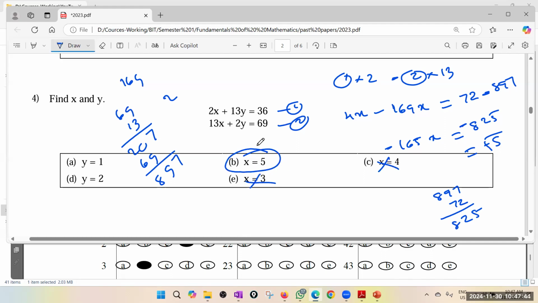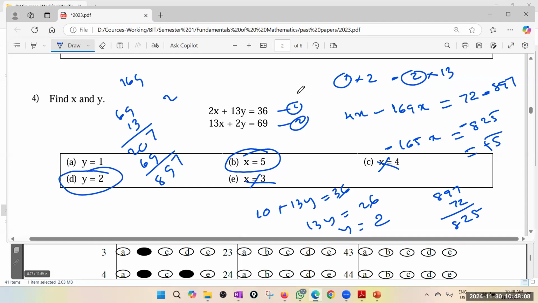Now I can find y also by using one of these equations. So let's say x is 5 in the first one. 5 into 2 is 10, plus 13y equal 36. 13y equal 26. Y equal 2. So y equal 2 is the answer. So the answers are B and D. B and D, correct.